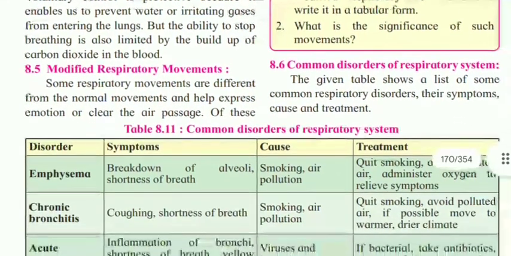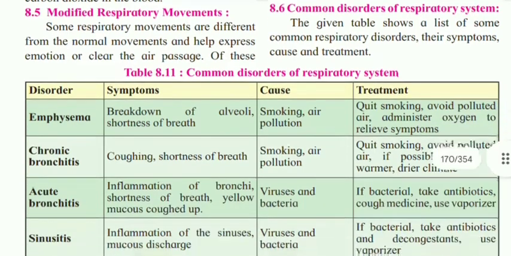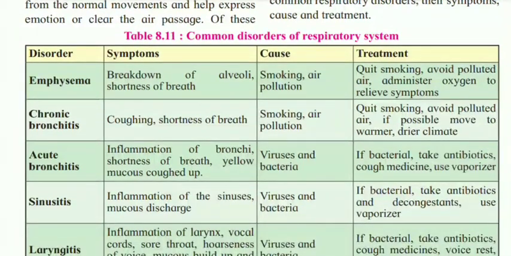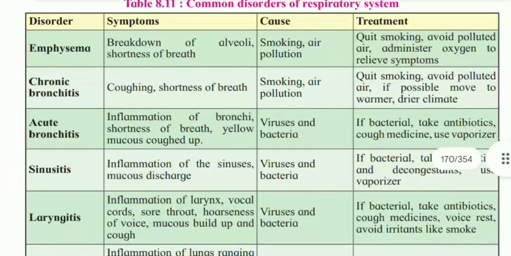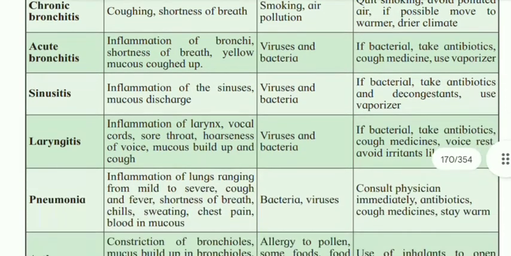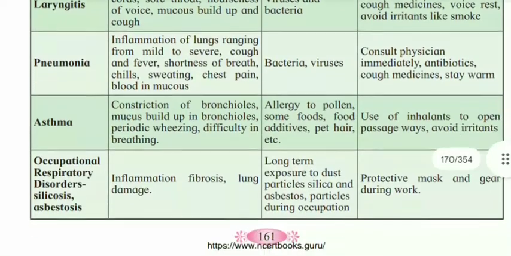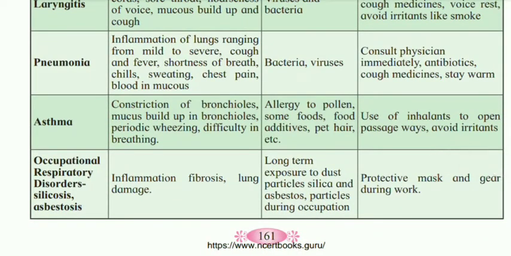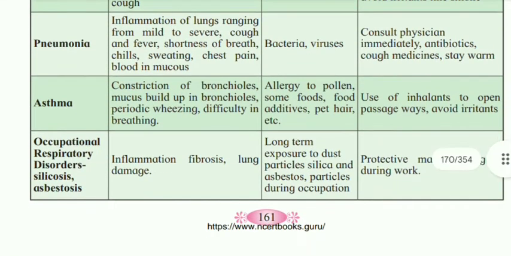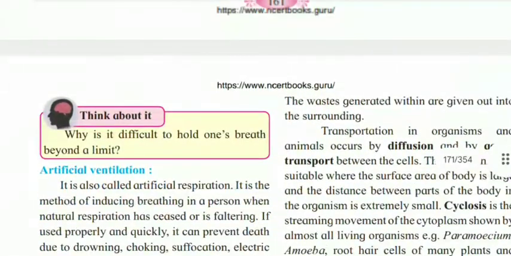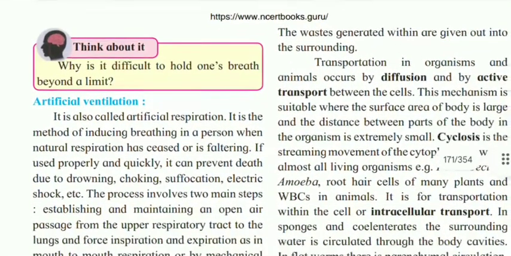We have common disorders of the respiratory system. The given table shows a list of common respiratory disorders, their symptoms, cause and treatment. So these are the disorders, their symptoms, cause and treatment. You can just read this. Very easy. It is emphysema, chronic bronchitis, acute bronchitis, sinusitis, laryngitis, pneumonia, asthma, and we have occupational respiratory disorders, silicosis and asbestosis. You can read these. Then we have artificial ventilation. This is also deleted from the syllabus.